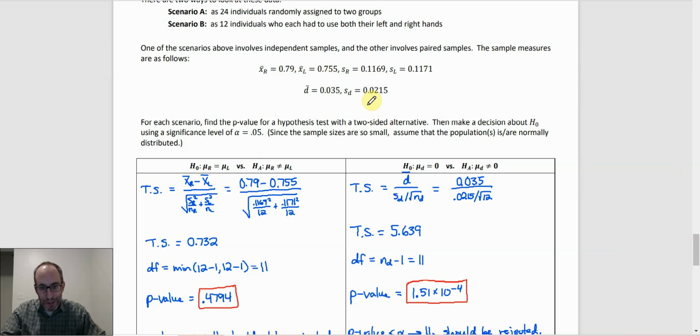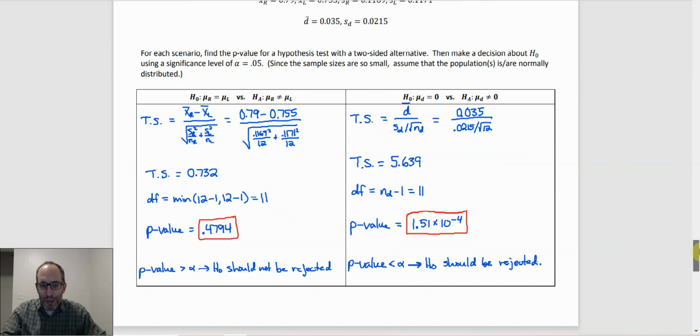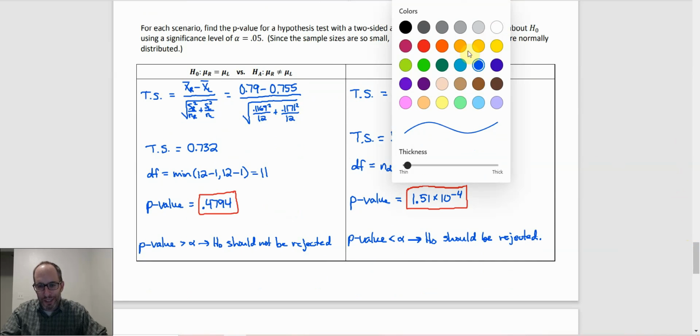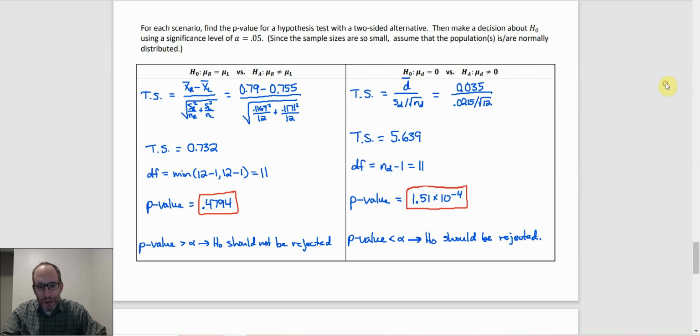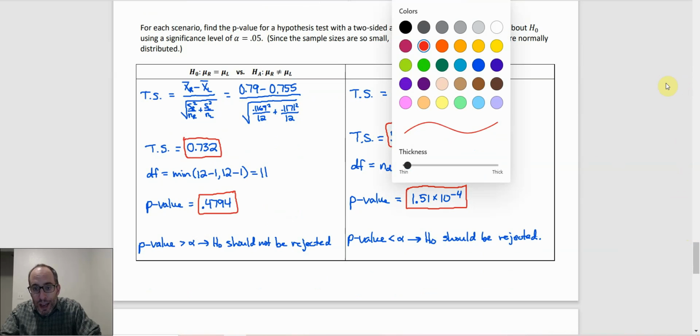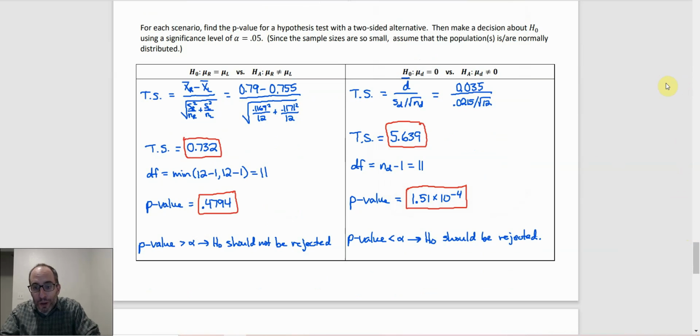So I have all the summary data in here, but the important things, I guess they would be the p-values and also the test statistics. I guess I should have boxed those in too, because you can see what's coming if you just look at the test statistics, right? One of those is pretty close to 0. The other one is absolutely not. And so one of those will give you a very tiny p-value and the other one won't.